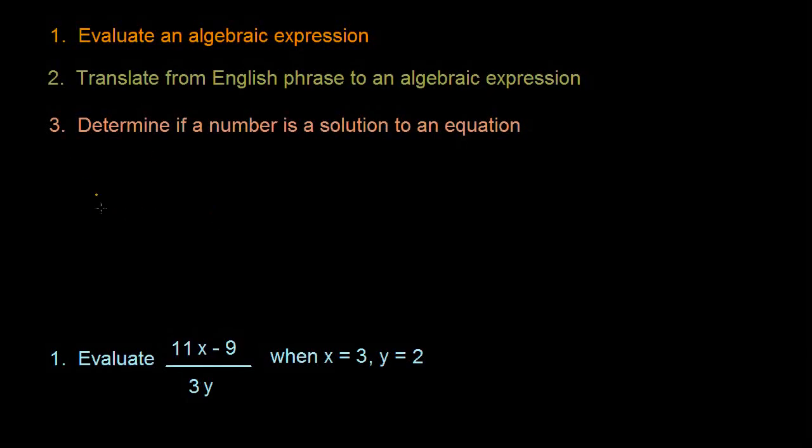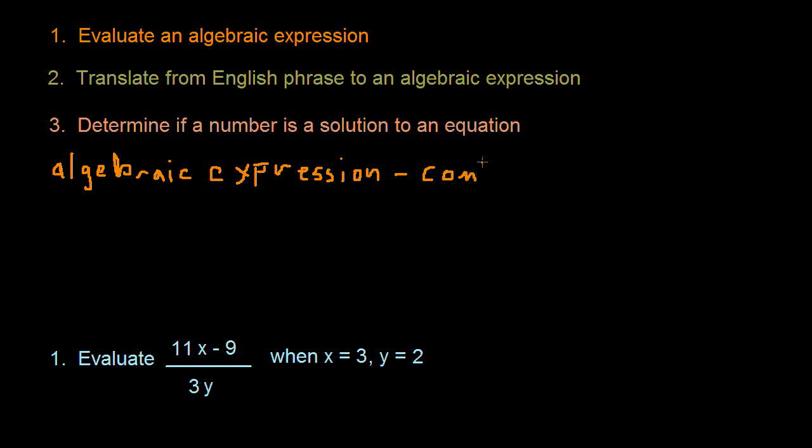So what is an algebraic expression? We want to evaluate one. Well, you can see one down here, 11x minus 9 over 3y. So let's state what an algebraic expression is. We notice when we look down there that we see some numbers, we see some letters, we see some operations. And so the definition of an algebraic expression is a combination of all those things that we just mentioned.